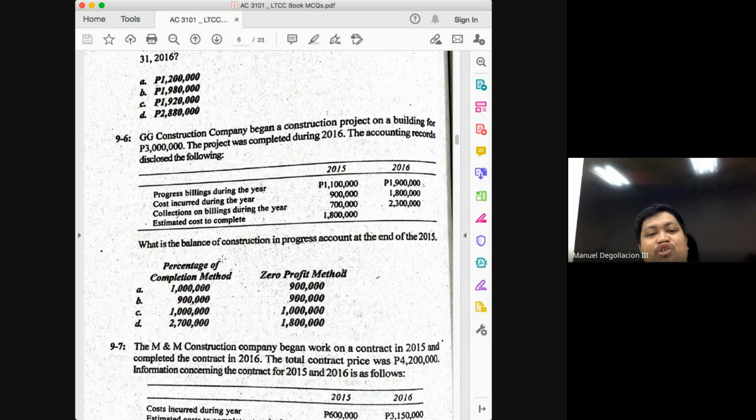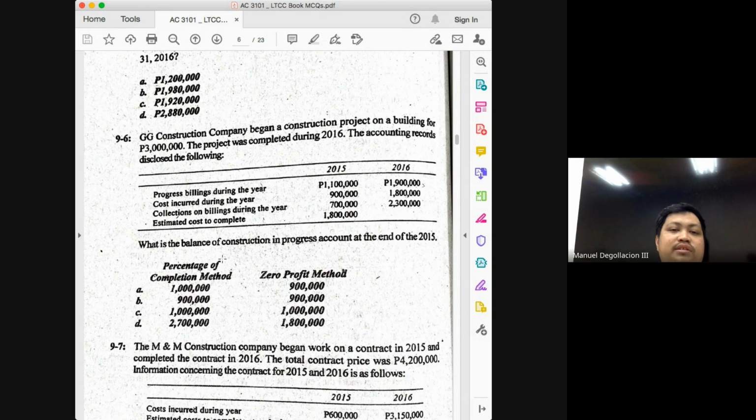But for the sake of discussion, solve for the RGP in 2016. And the answer is 200,000. How do I know it's 200,000? There's no change in the estimates, class.